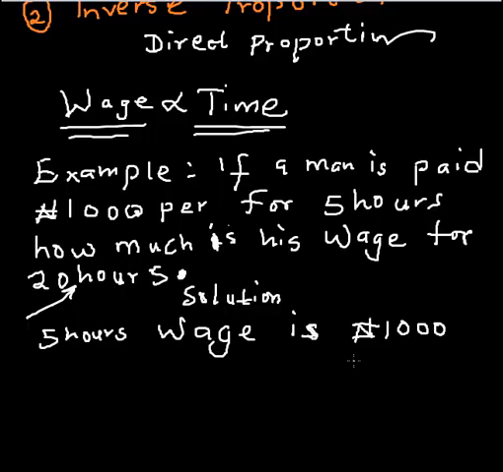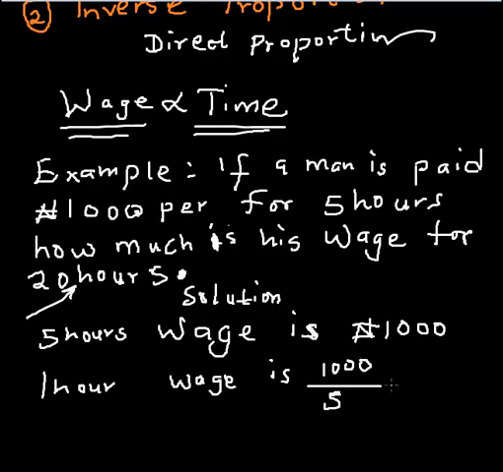So if 5 hours wage is 1,000 naira, what do you think 1 hour wage will be? Of course, you know very well that 1 hour wage will be less than 1,000, and of course, it's direct. So to get 1 hour wage, all you need to do is divide 1,000 by 5. If I divide 1,000 by 5, I have 200. So that means the man's wage for 1 hour is 200.